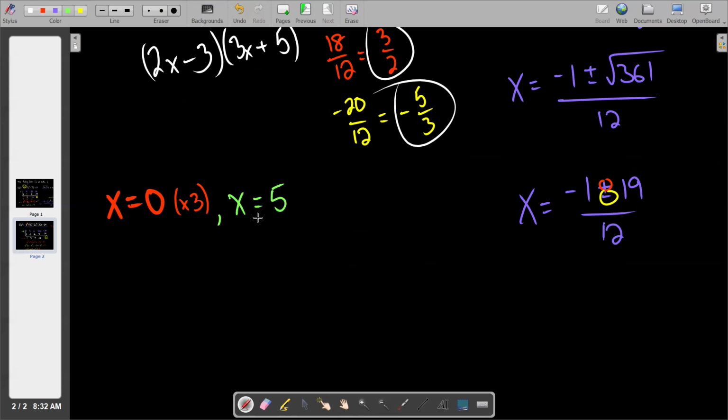So we've got 4 answers right now. We need 2 more. Where are they? One of them is in the top there, x equals 3 over 2. And then the last one is, yeah, and there they are. 1, 2, 3, 4, 5, 6. All answers accounted for.